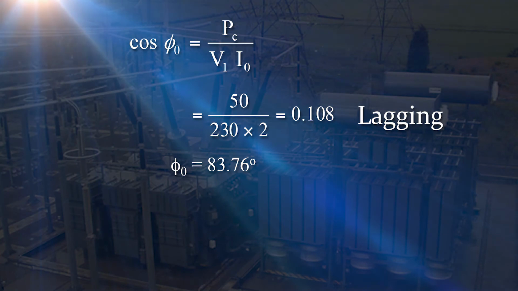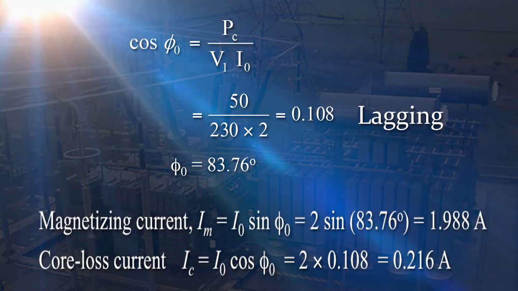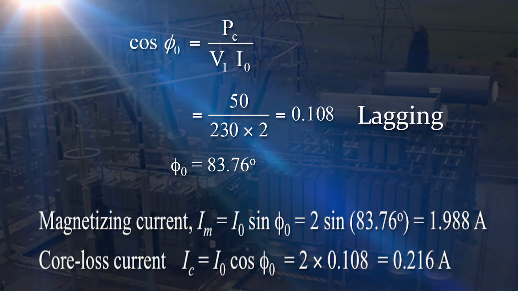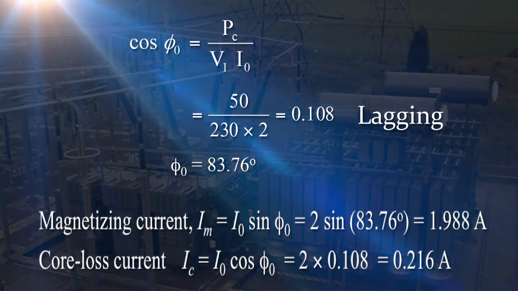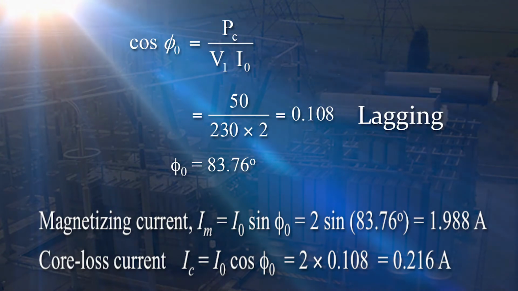Now because you have to calculate the magnetizing current as well as the core loss current, on the basis of the phasor diagram of the transformer at no load, we have already seen that the magnetizing current, that is Im, can be written as Im is equal to I naught sin phi naught, right? You have the value of I naught and you have the value of sin phi naught. So just put the value here.